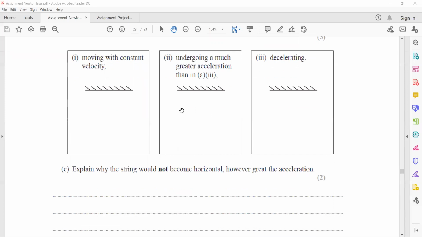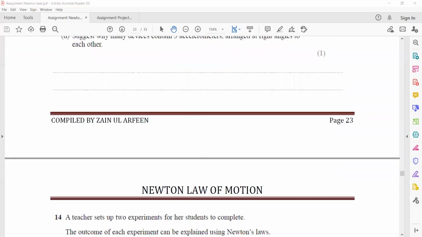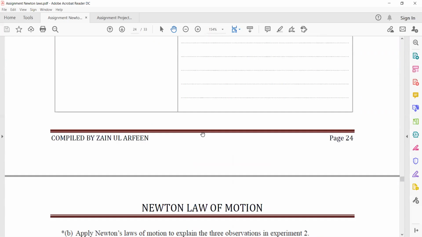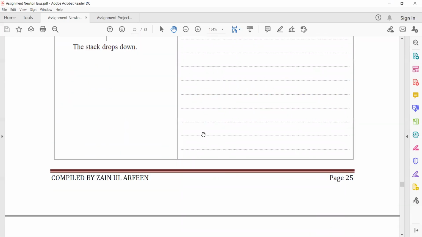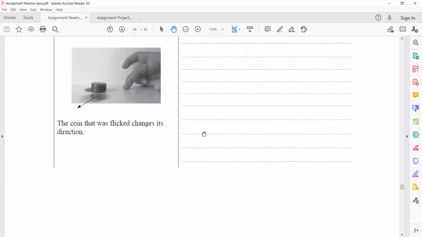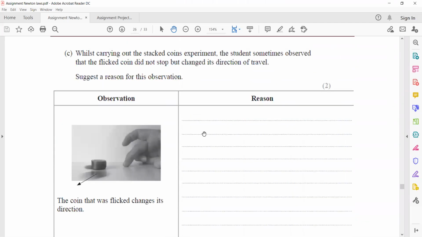Then the page, this was 23, now 26. So on page 26, carrying out the stack coin experiment, a student sometimes observed that the flicked coin did not stop, but it changed the direction it travelled.